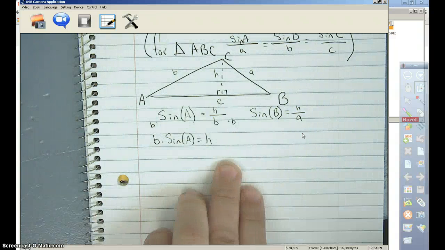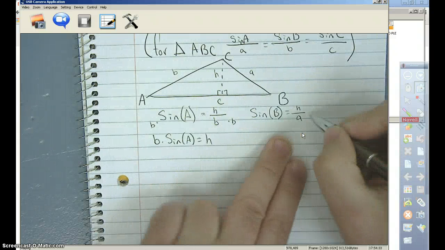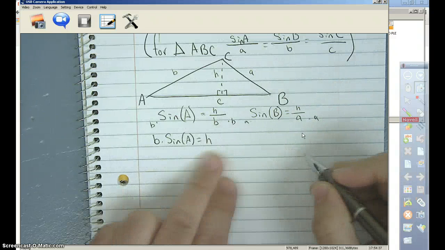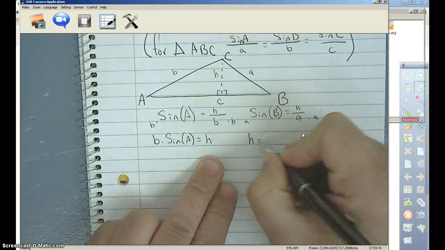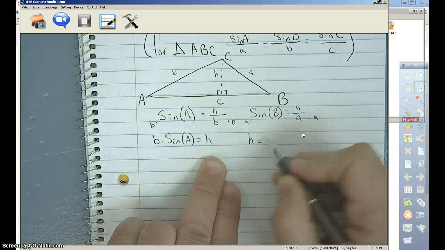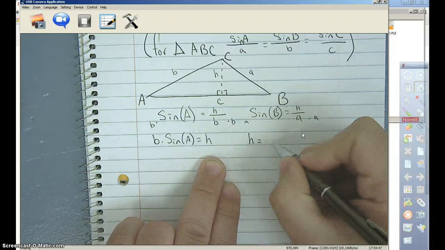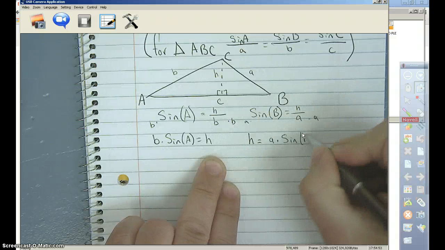We know that. And guess what? The same logic holds true for the other side. I can multiply by a on both sides here. So h is also equal to, because these will cancel, a times the sine of B.